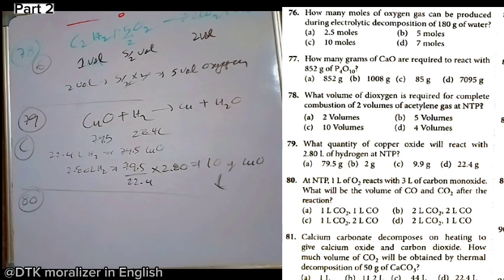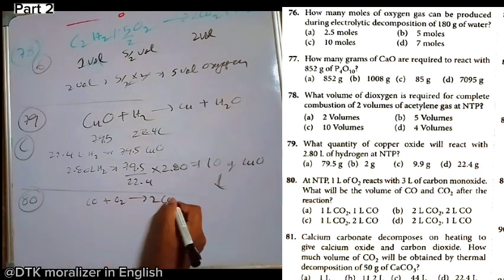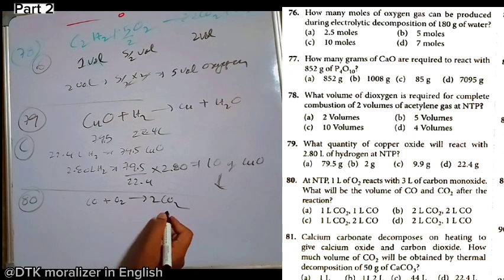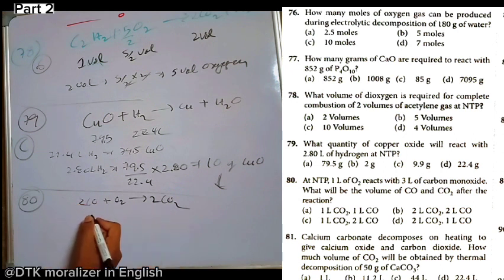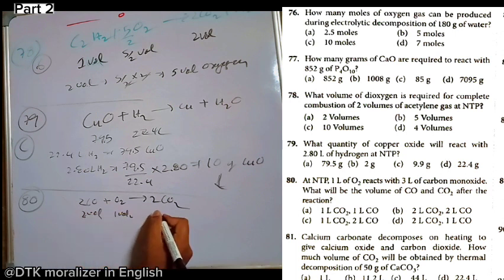Now question number 80. At NTP, 1 liter of oxygen reacts with 3 liter of carbon monoxide. What will be the volume of CO and CO2 after the reaction? As you can see, 2CO plus O2 gives 2CO2. Here 2 volumes, 1 volume and 2 volumes.